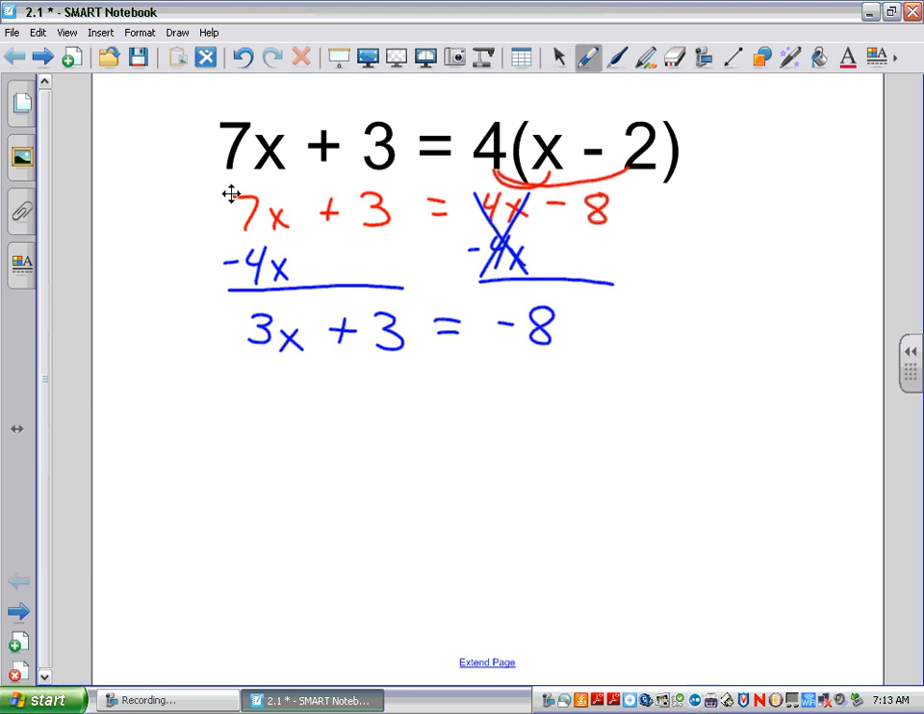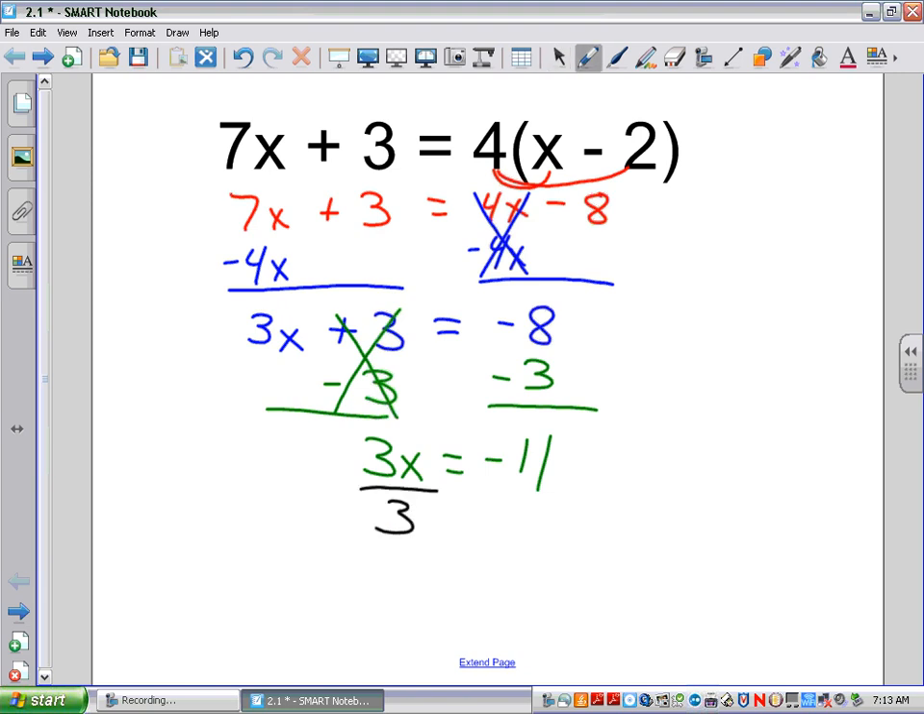The next thing I would do is I would subtract this 3. Subtract 3 from both sides. Mark out my opposites, that's my 0. Bring down my 3x equals negative 8 minus 3, that's negative 11. And then finally, I would divide both sides by 3. And I can mark out those 3's. And my answer is negative 11/3. I would leave that as an improper fraction.